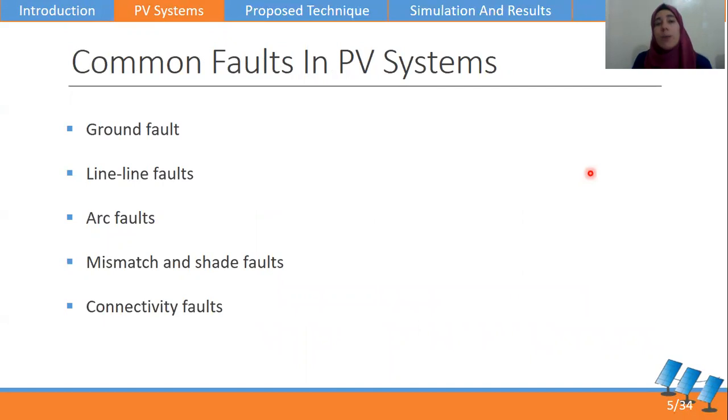What are the common faults in PV systems? We have ground fault, line-to-line fault, arc fault, mismatch and shade fault. These types of faults are caused by grouping of cells having non-identical IV curves. And finally, the connectivity fault.